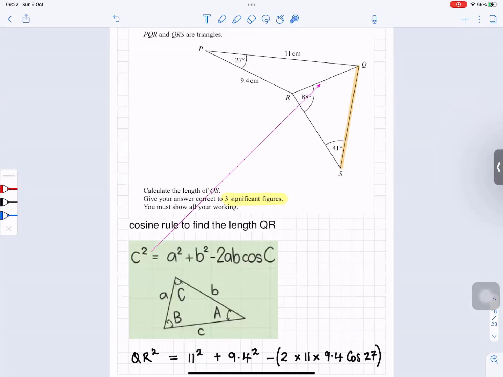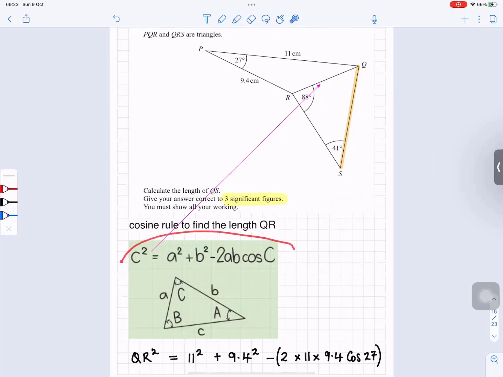You must show all your working. So I'm going to use the cosine rule. Using the cosine rule, I would first of all find the length QR. After we find the length QR, we would use the sine rule to find the length QS. So we use the cosine rule first, and then after that, we use the sine rule.